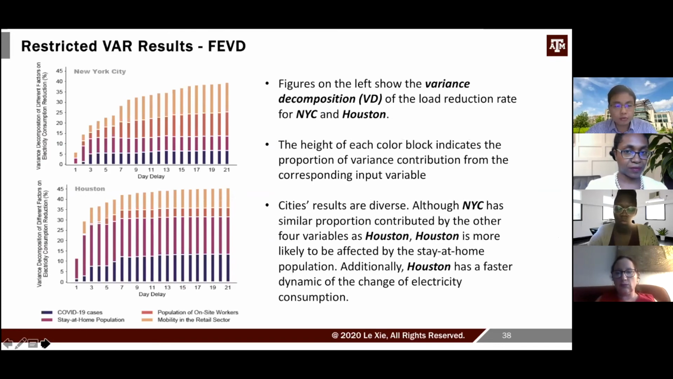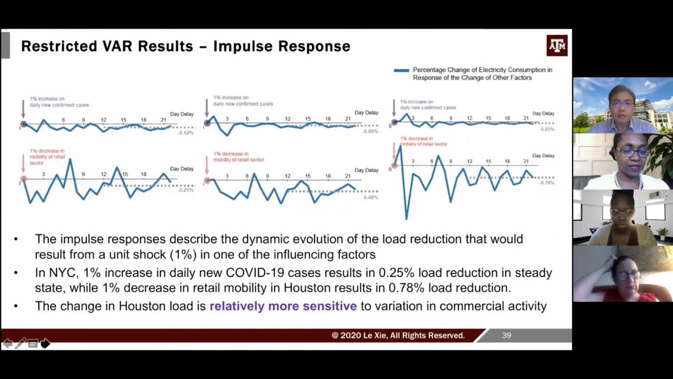the visit to the retail sector is not that big of an impact factor as compared to New York City, which I think is interesting, and also understandable, because New York City is perhaps a much more concentrated commercial area as compared to the Houston area. And it also gives you some hypothetical questions that you can answer.